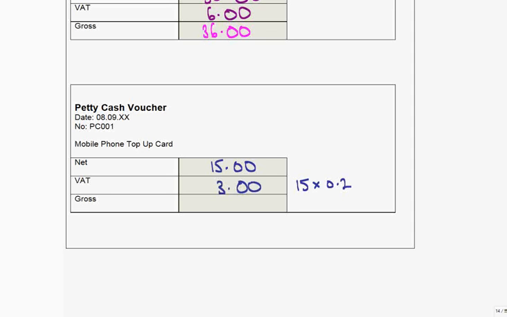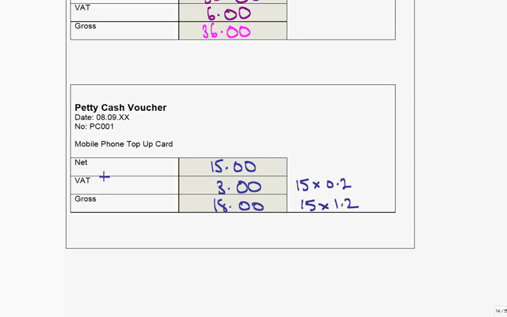And then we need to get the gross amount. Now what you could do is just add these two up because the gross is net plus VAT. So you could just add those up to get your 18. And you can just double check that. It should be 15 times 1.2 will give you 18.